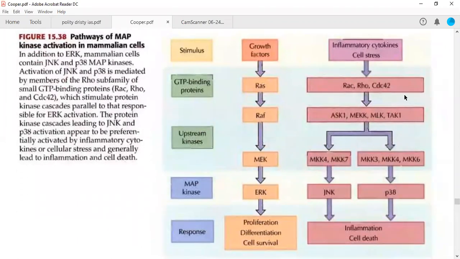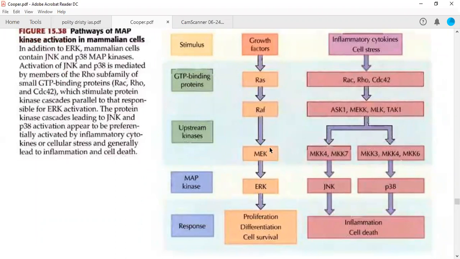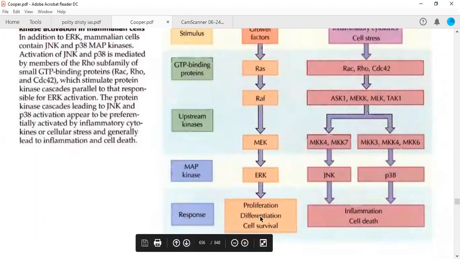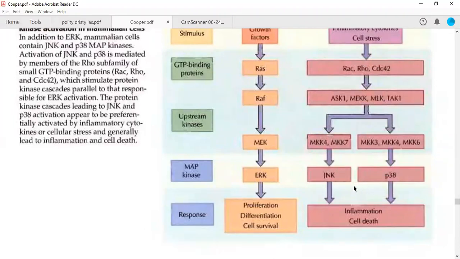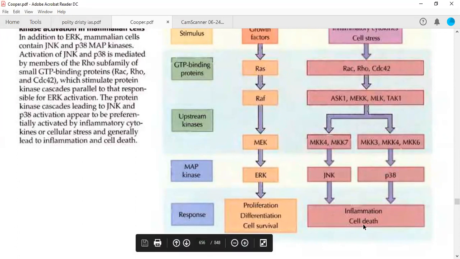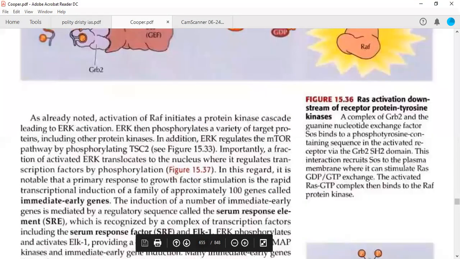So all these are MAP kinase pathways, and in addition to ERK, mammalian cells also contain the Janus kinase, JNK, and P38 MAP kinases. Where this RAS-RAF MAP kinase pathway is involved in cell survival, differentiation, and proliferation, in some inflammation and cell death, other kinds of MAP kinases, for example, Janus kinase and P38, are involved. So not only cell survival, these pathways are important because they are also involved in cell death and inflammatory responses, that are in immune responses actually.